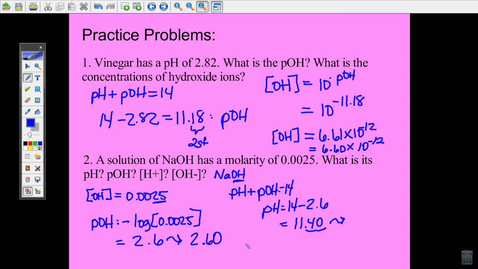And then I just need to calculate my hydrogen concentration. That's H plus, which is 10 to the negative pH. So my hydrogen concentration is 10 to the negative 11.4, which gives me 3.98 times 10 to the negative 12. And again, I want just 2 sig figs, so this will round to that.